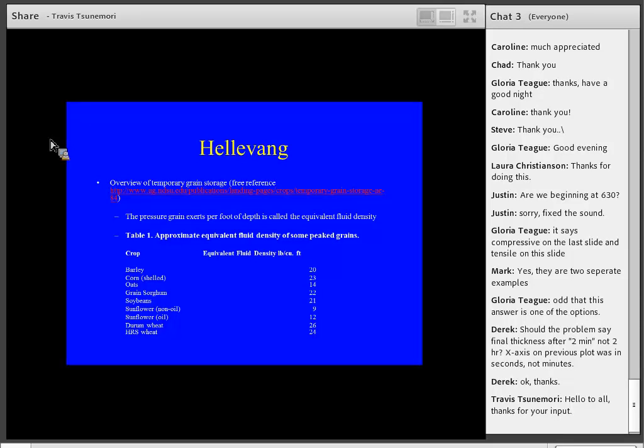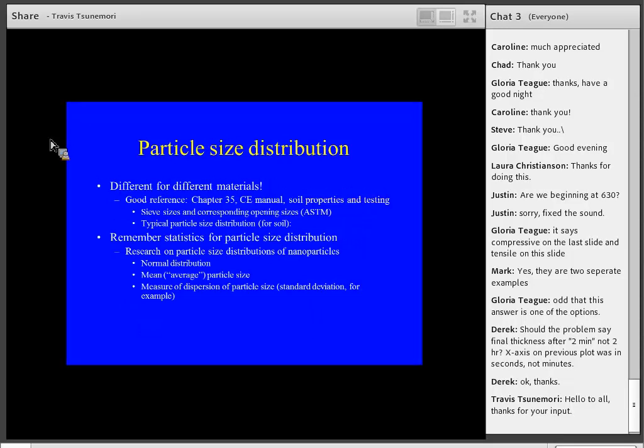Barley, wheat, they're going to be relatively heavier. Corn and some of the other things may be lighter. Sunflower may be a bit lighter. Oat may be a bit lighter. So they're going to have less density. They're going to exert less force. And the particle size distribution. I guess we'll stop there.